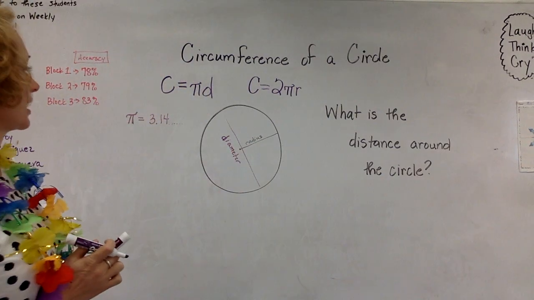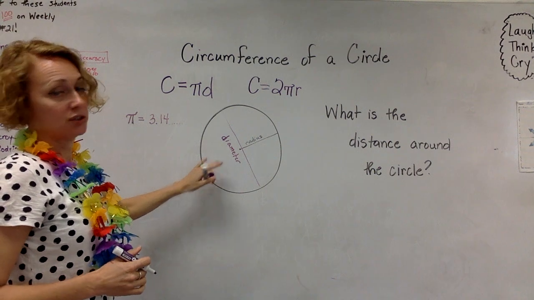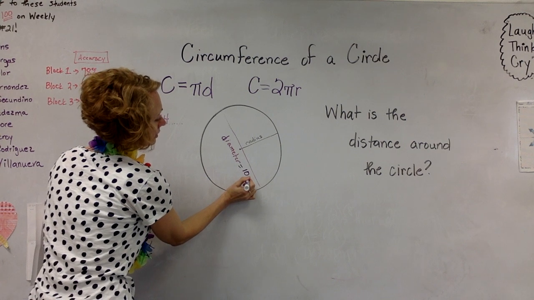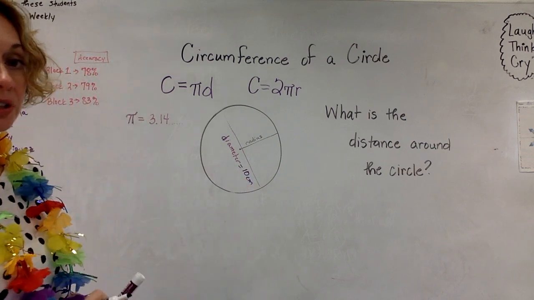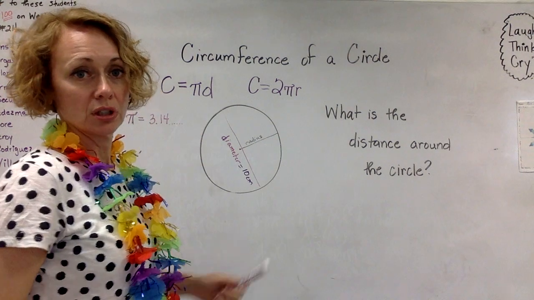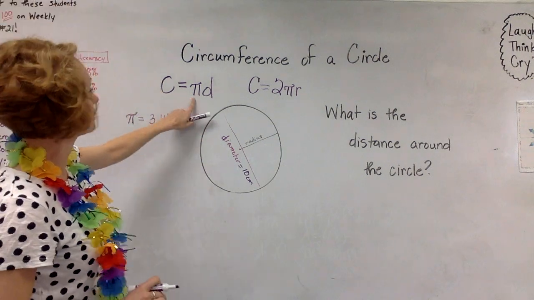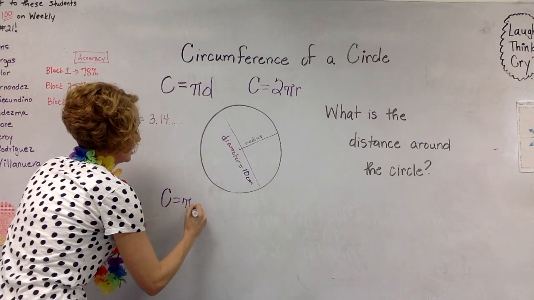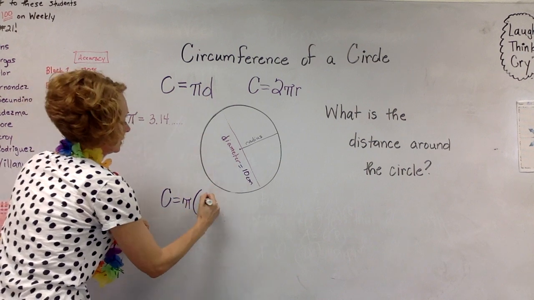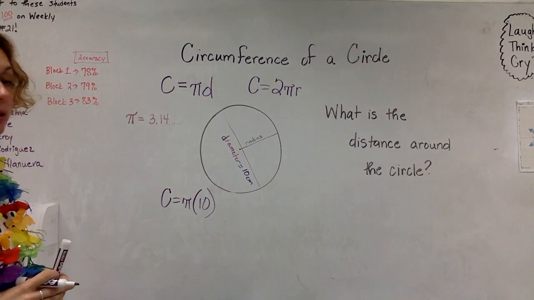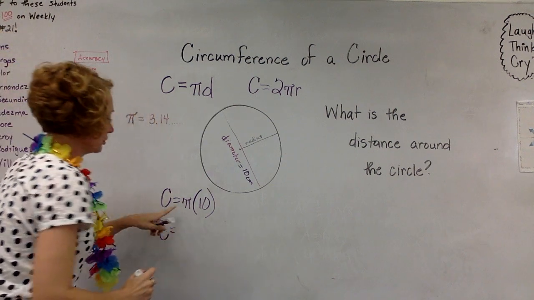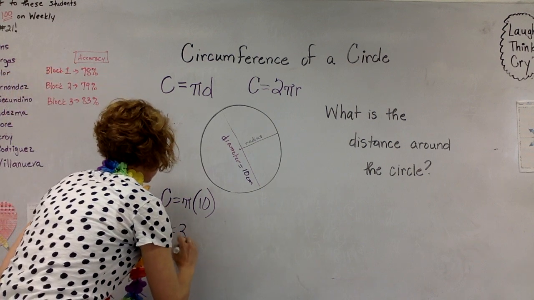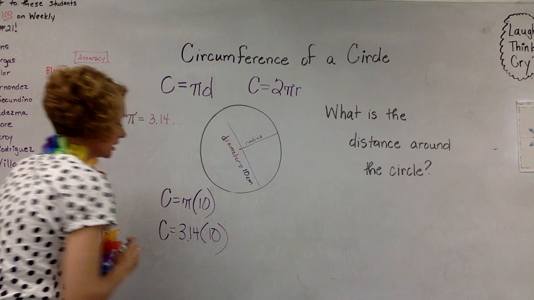All right, so let's say that you're given a circle and you have a diameter given to you, and I tell you that it is 10 centimeters. And the question says, what is the distance around the circle? So what you would do is you would use this formula. You would take 10 and plug it in. You would have pi times 10. For our purposes, we're going to use the numerical value and round off pi to be 3.14. So we would have 3.14 times 10.